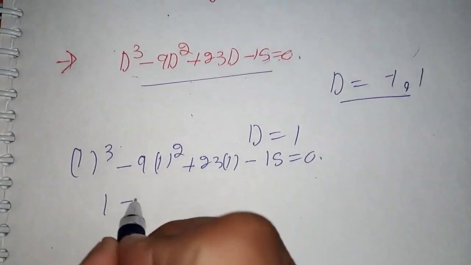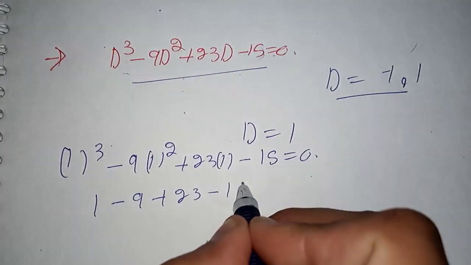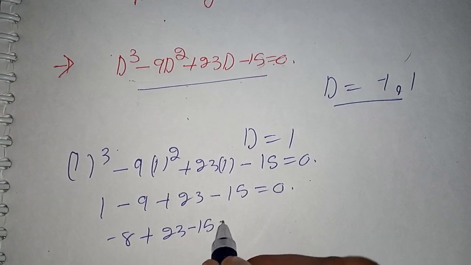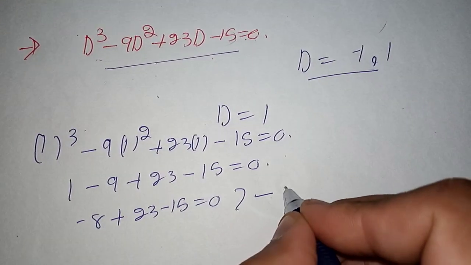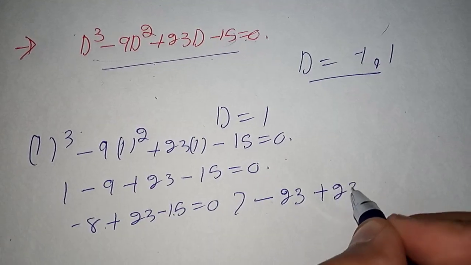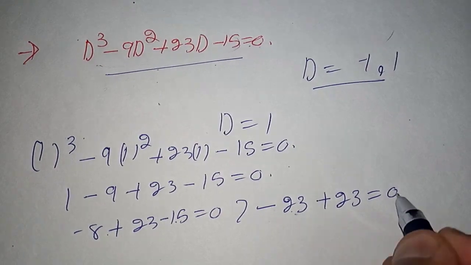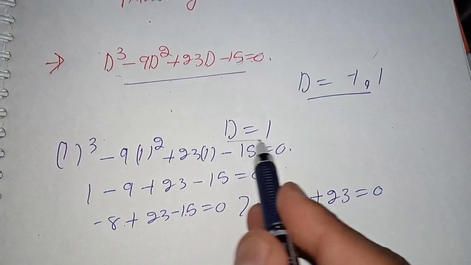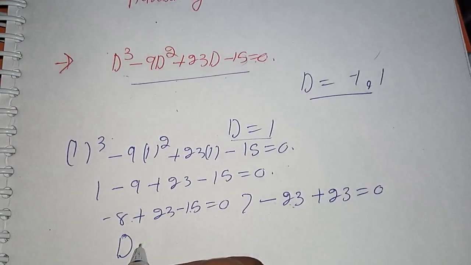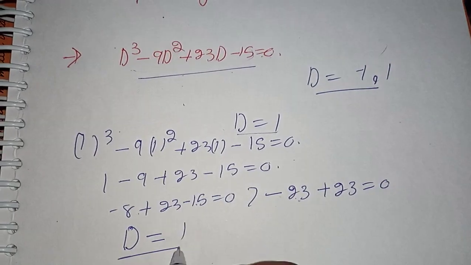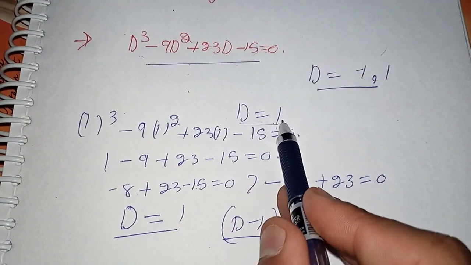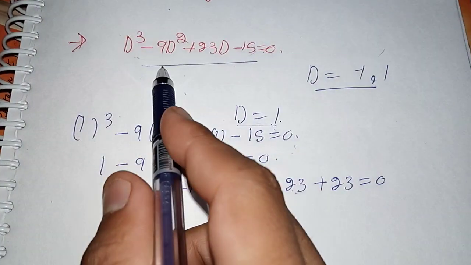This is 1 minus 9 plus 23 minus 15 is equal to 0. This is minus 8 plus 23 minus 15, which is minus 23 plus 23, that is equal to 0. So this cancels out and is equal to 0. So by this value, this is the first factor, which comes out as d is equal to 1, that is d minus 1. By this value, d is equal to 1, we can find the remaining factors of this equation.